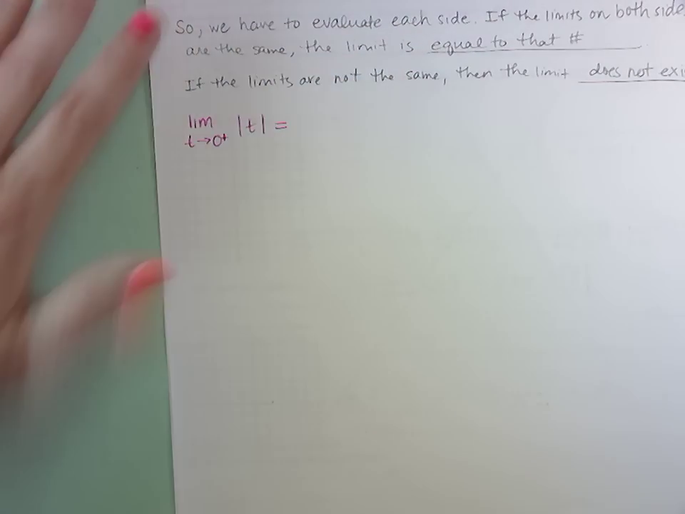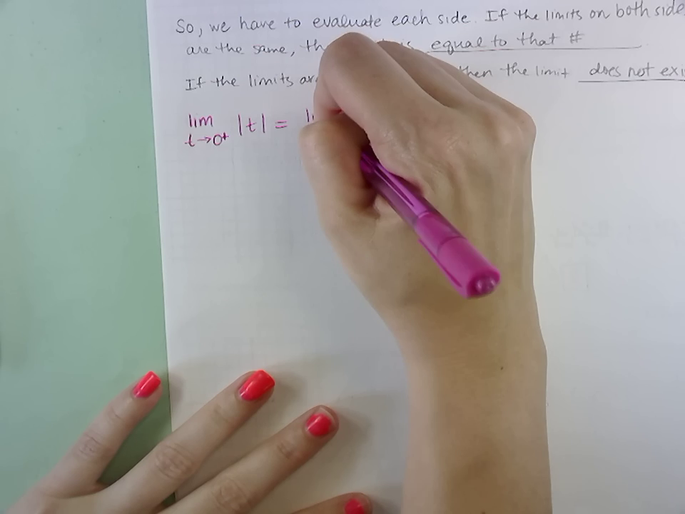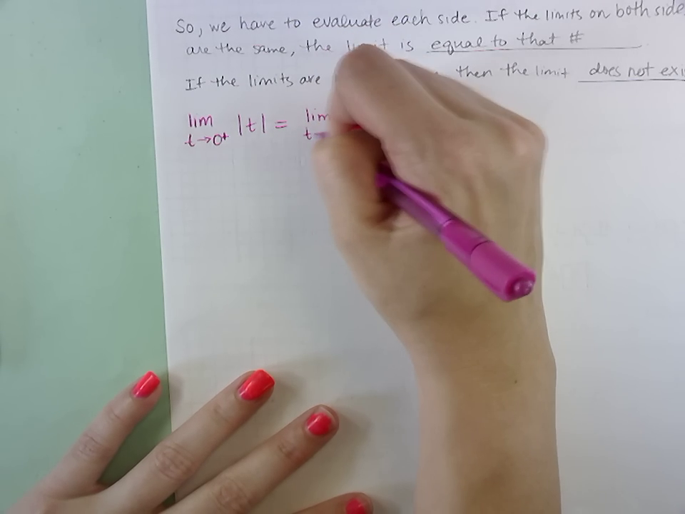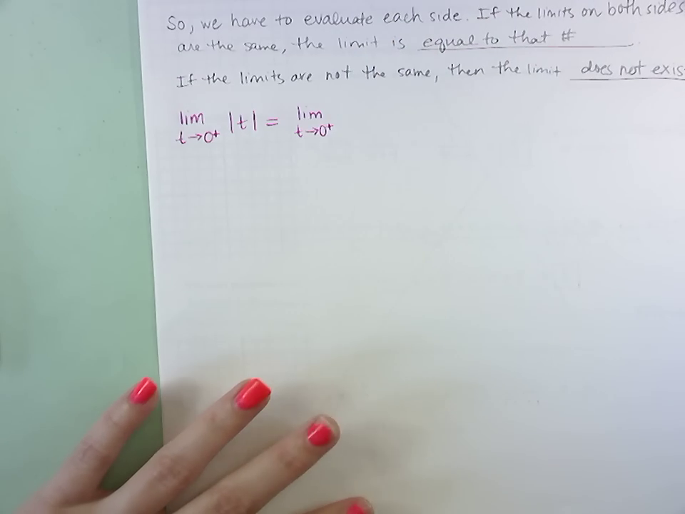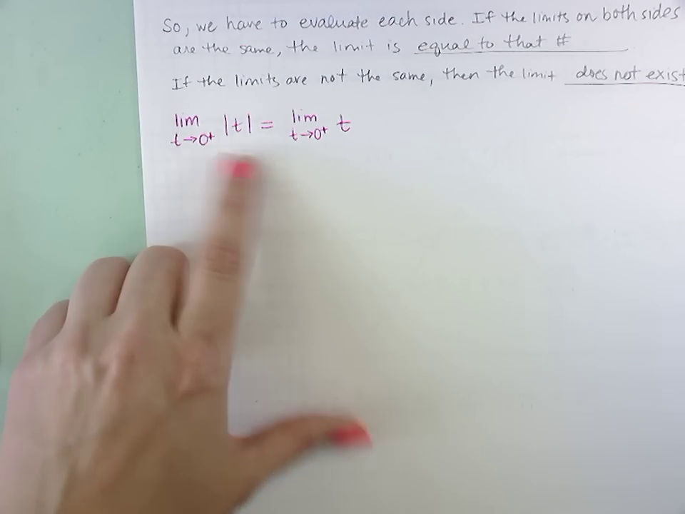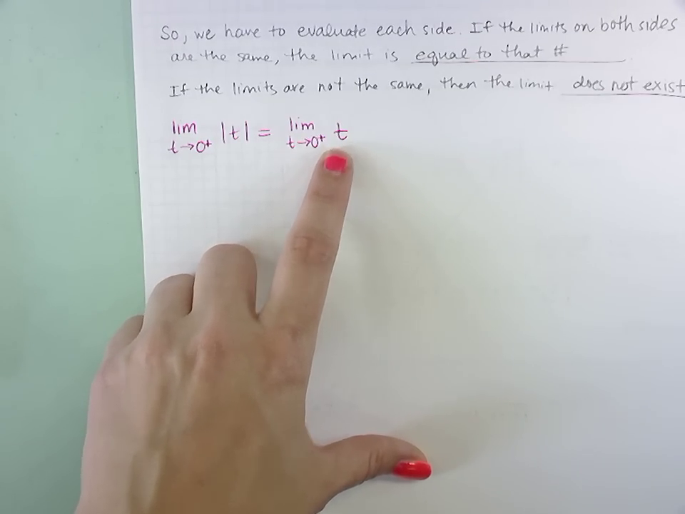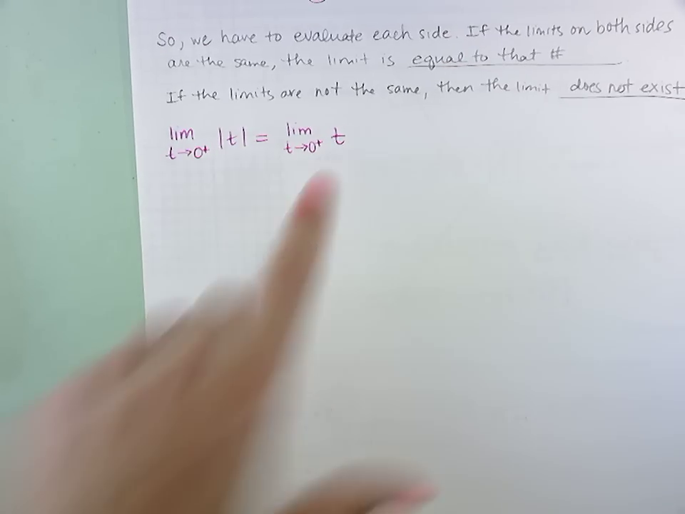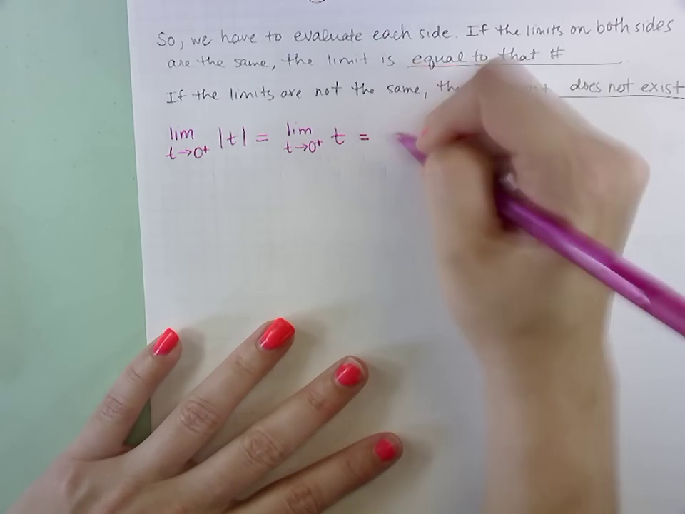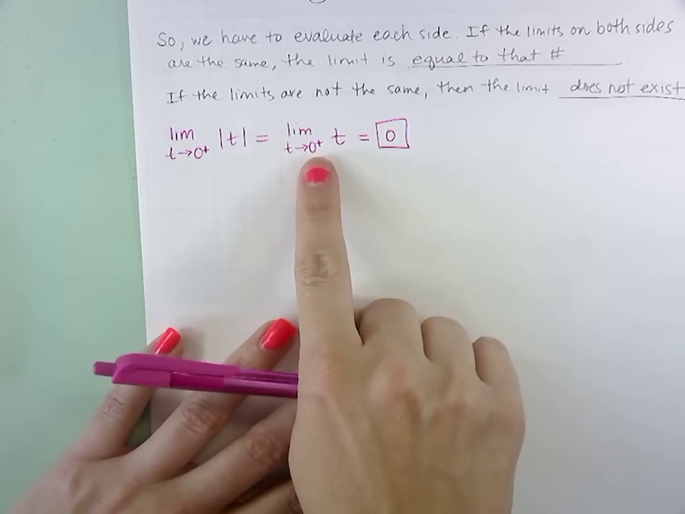Okay, so if you're looking at that from the right side, if we're thinking of this algebraically, this would be the same thing as the limit of t approaches 0 from the right of t. On the right side, we have the positive values for t. So if I plug in 0, this limit is just going to be 0. Just like we were doing before, you're still going to substitute in that value.